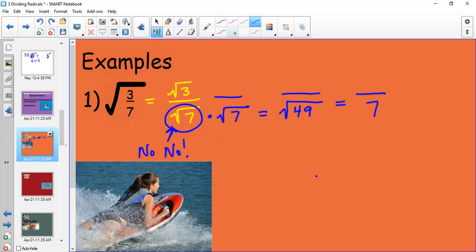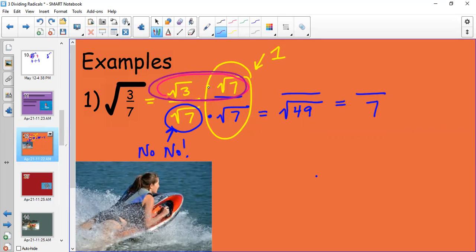Now here's the part where we can't forget. If I multiply the bottom by the square root of 7, I also have to multiply the top by the square root of 7. Remember, this is fancy for the number 1. I can multiply something by 1 and not really change the number. It just changes the form of the number. Okay, so we talked about how to multiply radicals. If they're both inside, I can multiply inside with inside. So this would be the square root of 21.